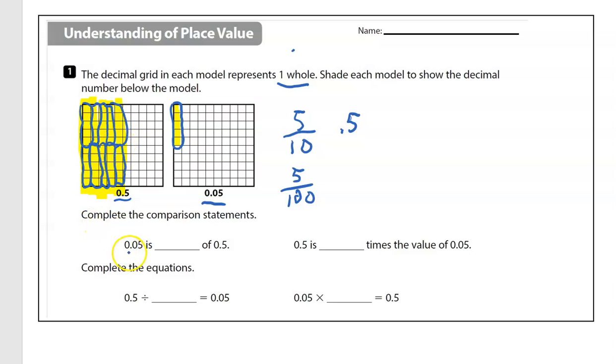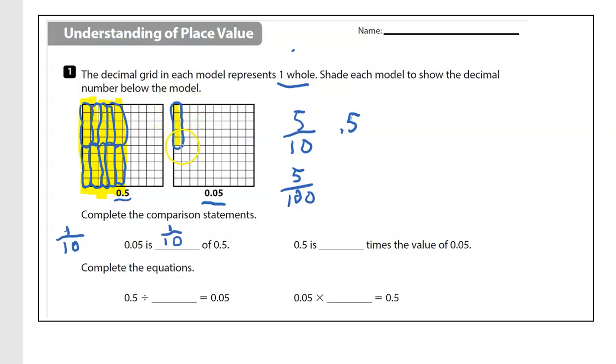So if you come down here, this question says 5/100ths is how much of 5/10? Well, this is 5/100ths. It's only 1 part. It's only 1 part out of 10 groups of 5. So 5/100ths is 1/10, we could say, of 5/10. And then you could look at it the other way and say, well, 5/10 is how many times the value of 5/100ths.